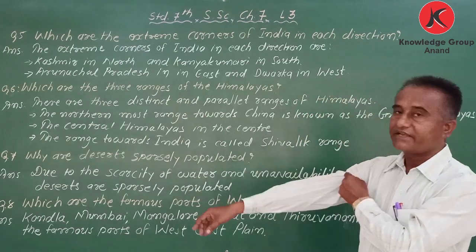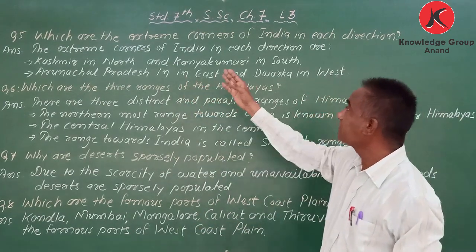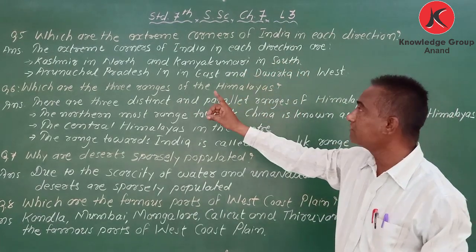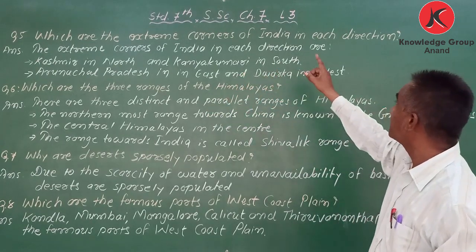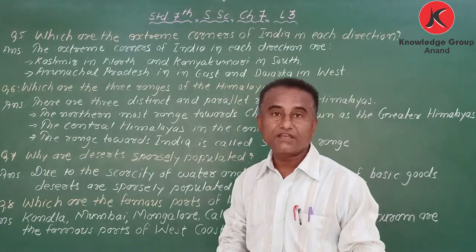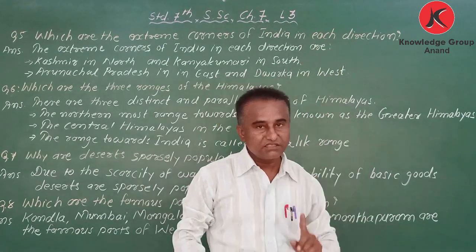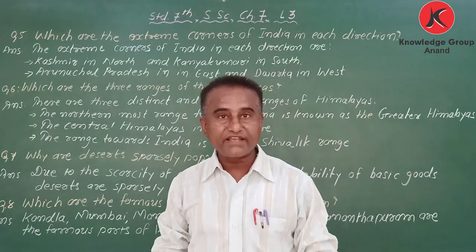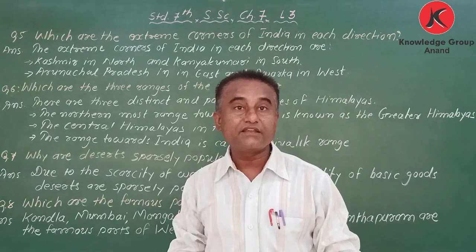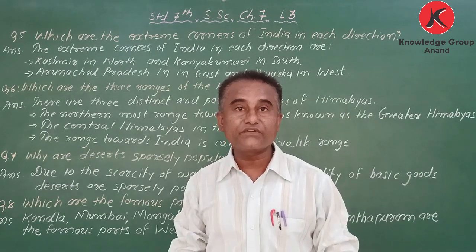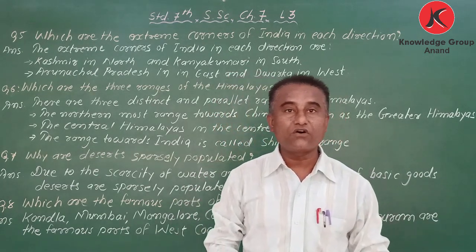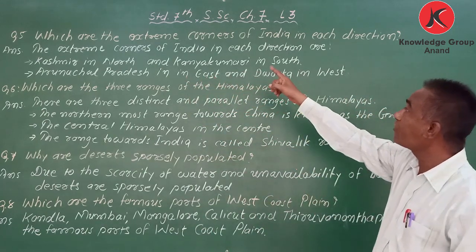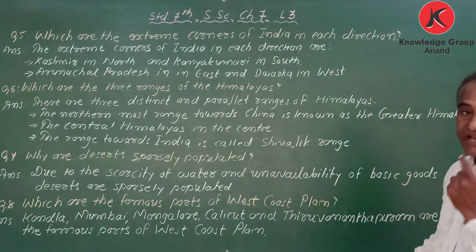Dear student, my next question is: which are the extreme corners of India in each direction? It means what is there in the north, in the south, in the west, and in the east. Four directions are there. So what is located on the northern, southern, western and eastern side of India? That's why it is given: which are the extreme corners of India in each direction.